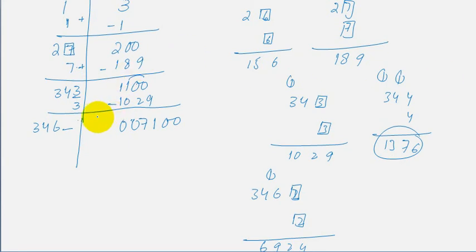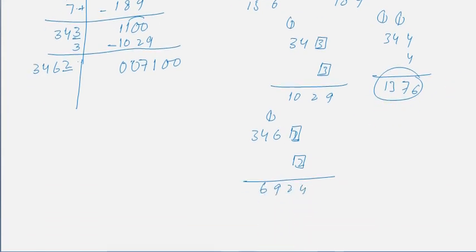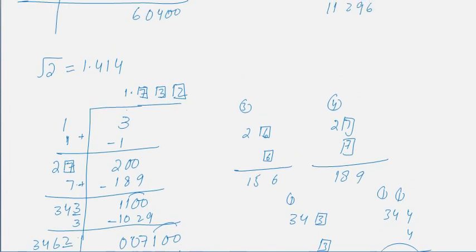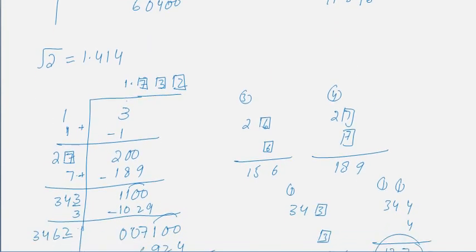3462 when multiplied by 2, we get a number which is 6924. Now we get a number, 10 minus 4 is 6, 9 minus 2 is 7, 6 minus 6 is 0. So now remember, this is also a never ending process, as square root of 3 is an irrational number. So this is a non terminating and non recurring decimal.